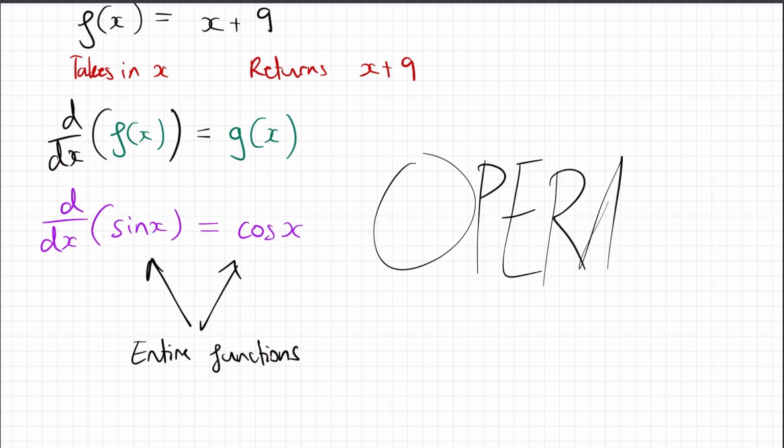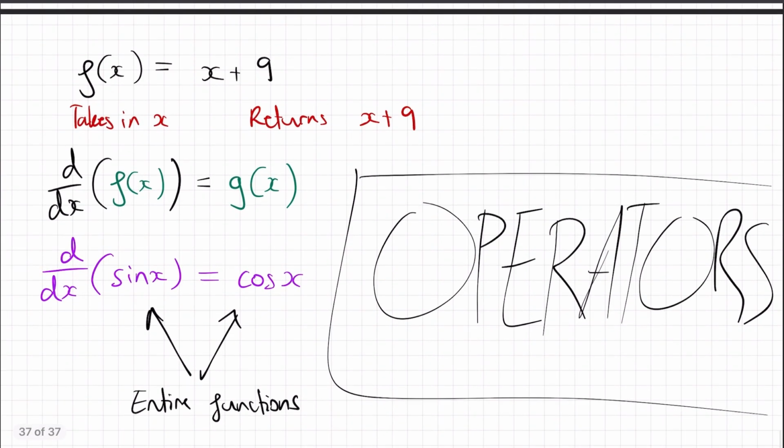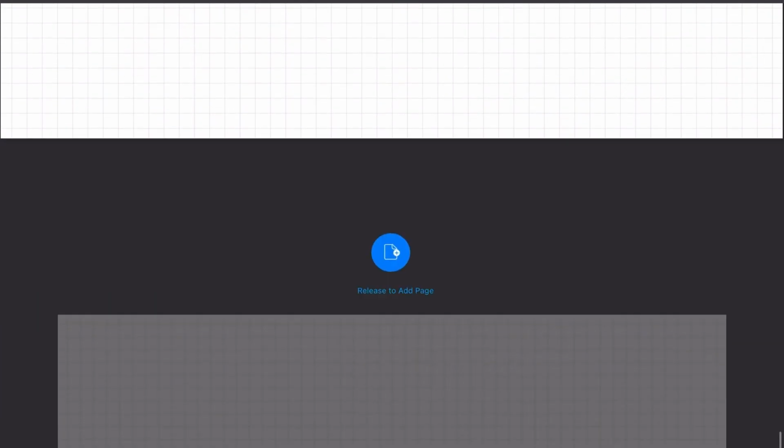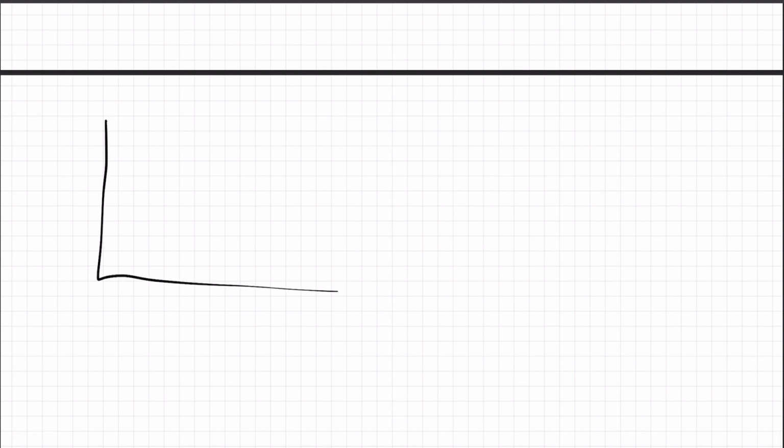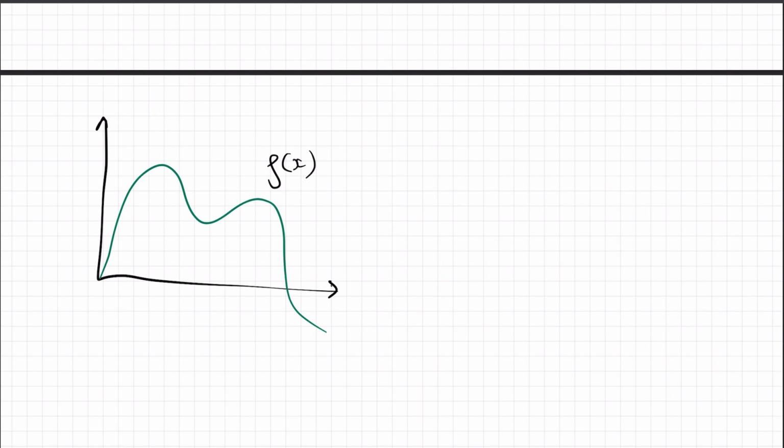Let's just see if I can fit this all into one line. Yep, that'll have to do. So these are actually called operators. You can see they don't work like a regular function, and you can't really plot a derivative function. Let's say this was the function f of x. It's some kind of function that takes in x values and returns the corresponding y values, just like that.